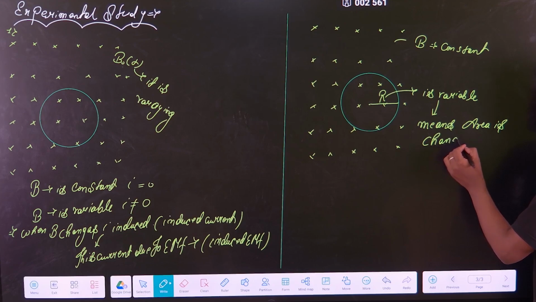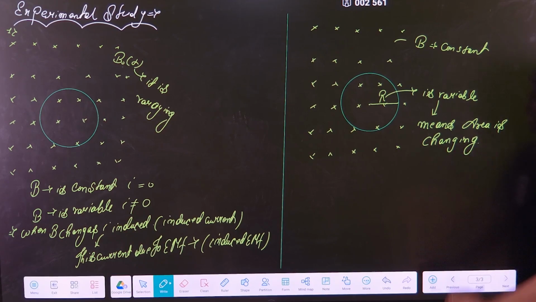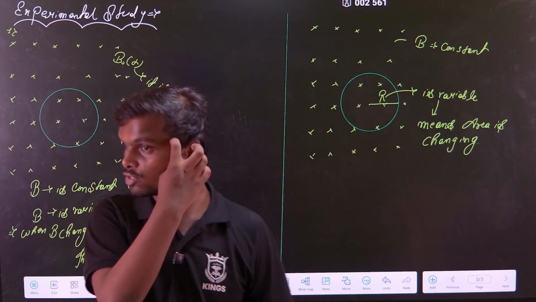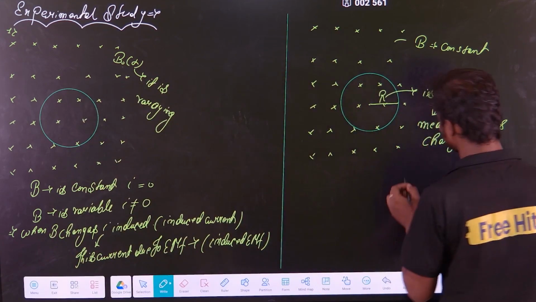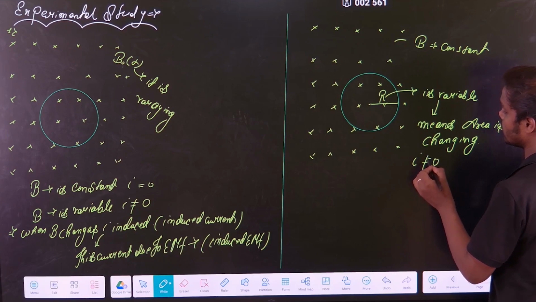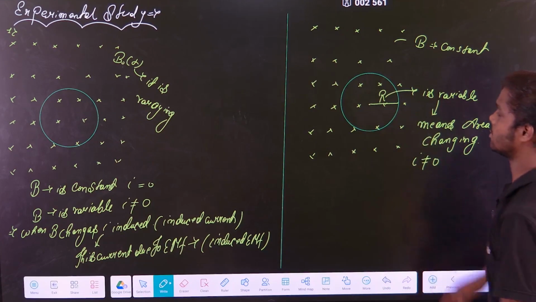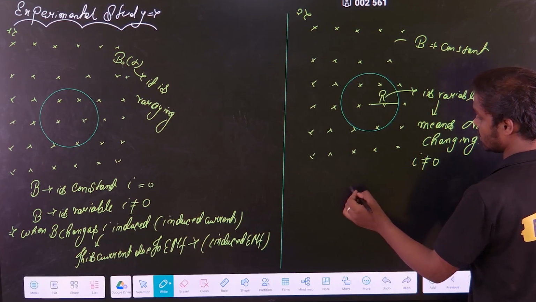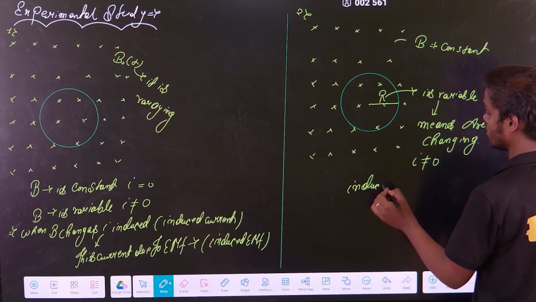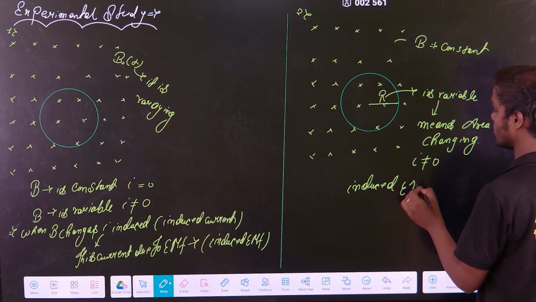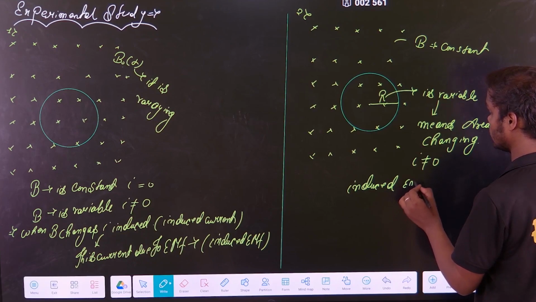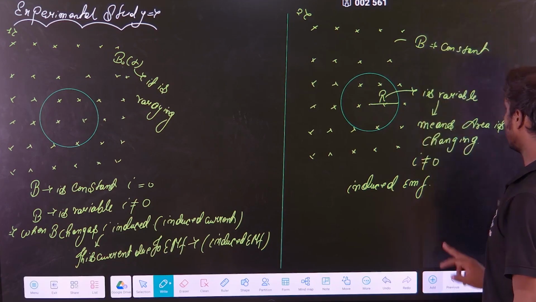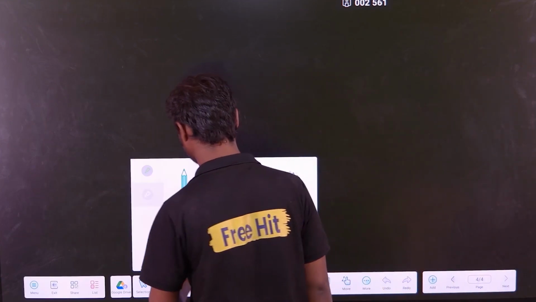Area is changing, correct? And if the area is changing, what is going to happen? Then also we have seen that the current in this case is also not equal to 0. There is a current. We have seen the current induced. Means in this case also we have an induced EMF. Okay, that is the second thing we have seen. Then after that we go for the third observation.